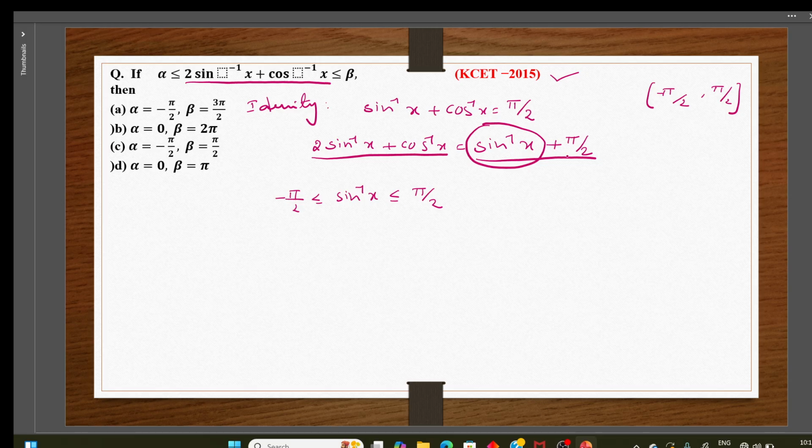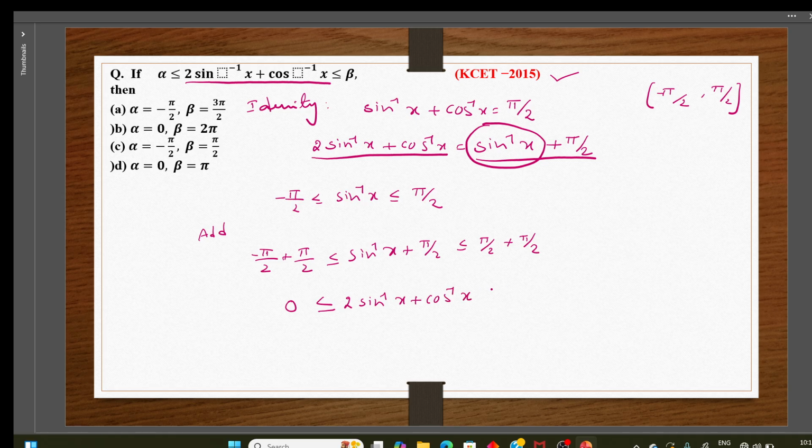So here still plus pi by 2 is there. So add pi by 2 on both sides. We get sin inverse of x plus pi by 2 less than or equal to pi by 2 plus pi by 2. Okay, so minus pi by 2 plus pi by 2 we get 0, less than or equal to sin inverse of x plus pi by 2, which is nothing but 2 sin inverse of x plus cos inverse of x. This is less than or equal to pi by 2 plus pi by 2, we get pi. Okay, so here what is the alpha value? Alpha is equal to 0. Beta value, beta is equal to pi.